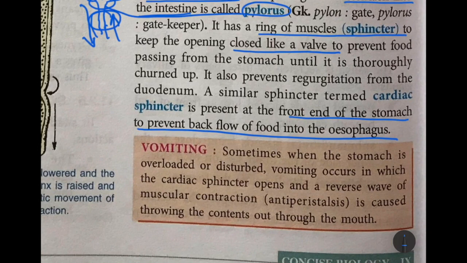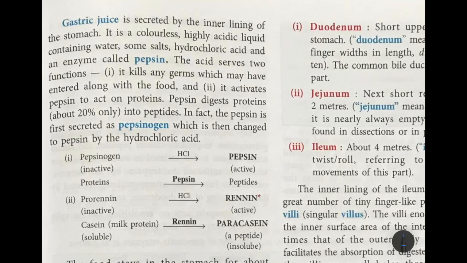Sometimes when the stomach is overloaded, if you eat too much, or when it is disturbed, vomiting occurs, in which the cardiac sphincter opens and there is a reverse wave of peristalsis, which is known as anti-peristalsis, in the upward direction, and then you throw the contents out through the mouth. As you know, children, gastric juice is secreted in the stomach, and it is secreted by the inner lining of the stomach. The gastric juice is colorless, highly acidic, and it contains water, some salts.